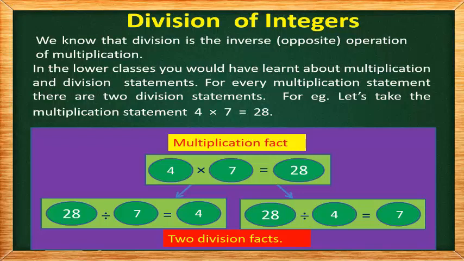Let us see here. 28, when it is divided by 7, we get 4 as the quotient. When 28 is divided by 4, we get 7 as the quotient. These are the two division facts, children.